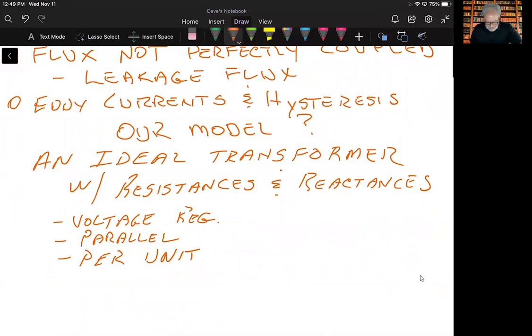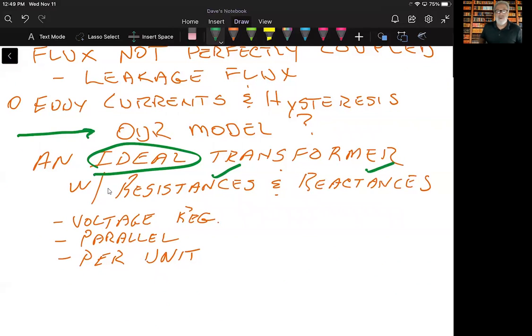And so, how are we going to approach this practical transformer? Our model for our practical transformer will include our ideal transformer from chapter 9, and we worked with that. Then all we're going to do is add resistances and reactances to this ideal model, and that will allow us to create this practical transformer.